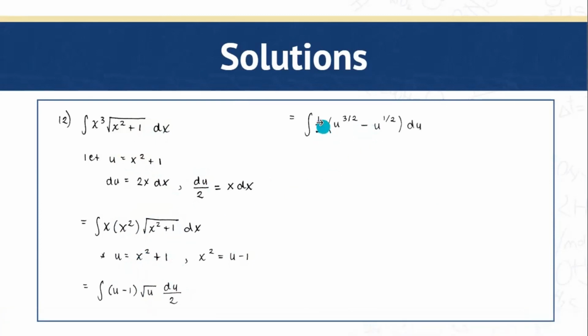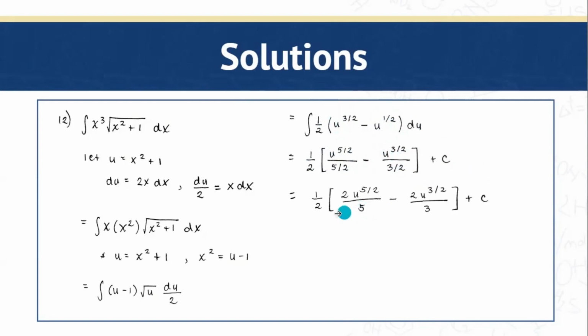So that would be equal to 1/2, that's the factor, times the integral of u raised to 3 over 2, this is u times square root of u, and then minus u raised to 1/2, this is square root of u, du. And then this integral, we can solve using the power rule. So that's equal to 1/2 times the integral of u raised to 3 over 2 is u raised to 5 over 2 over 5 over 2, minus the integral of u raised to 1/2 is u raised to 3 over 2 over 3 over 2, plus c.